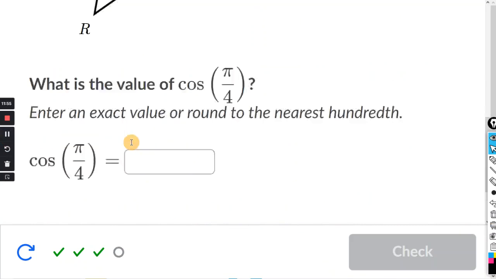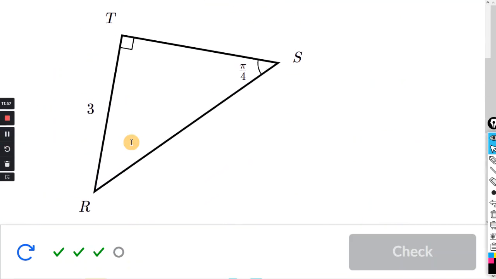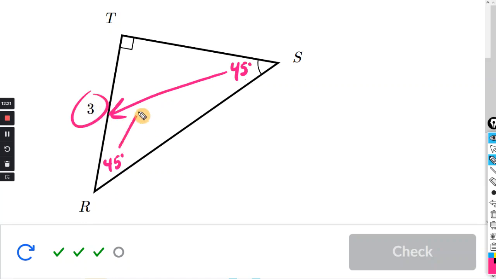All right, cosine of pi over 4. So pi over 4, we said it previously, that's 180 over 4. That's actually just 45 degrees. All right, so this is a 45-degree angle. This is 45, 90. This one here is 45. Okay, so going across from 45, that's a 3. Go across from the other 45, that's also going to be a 3.